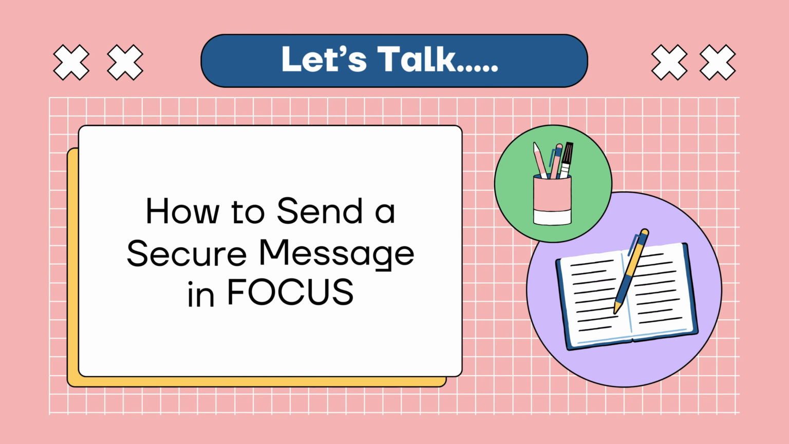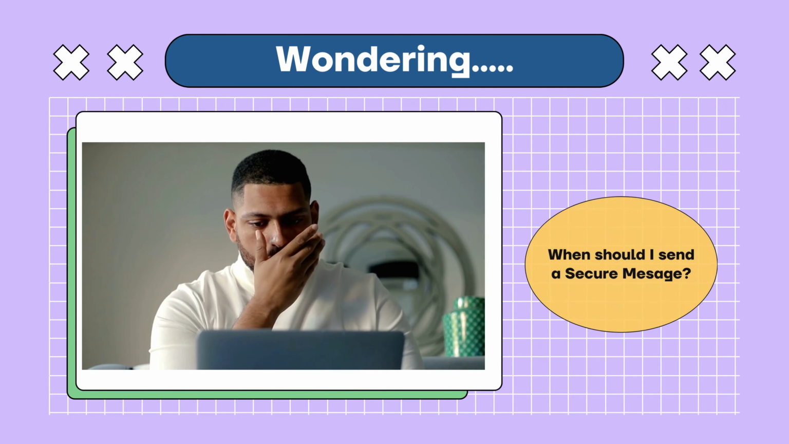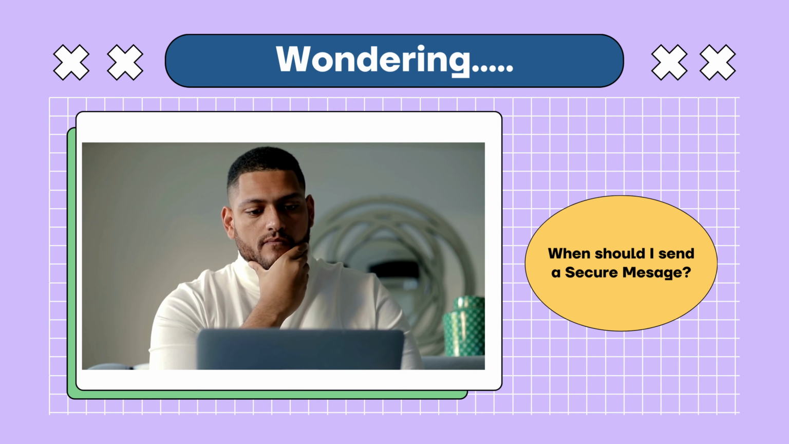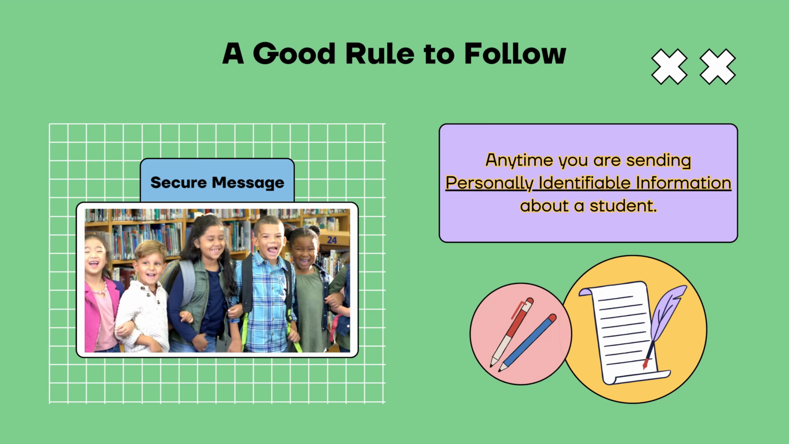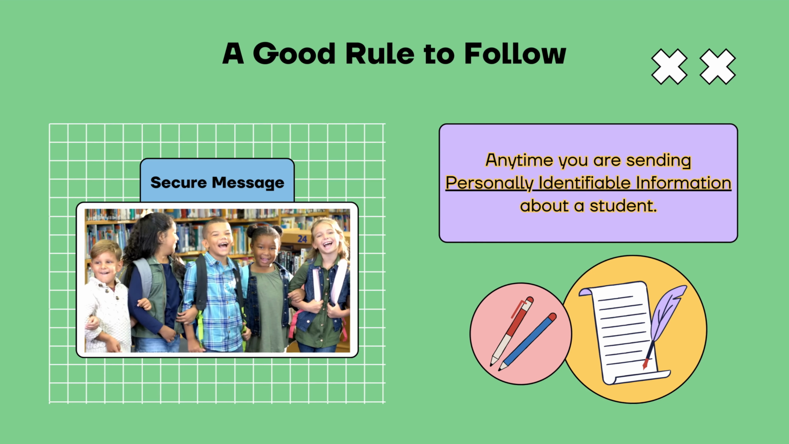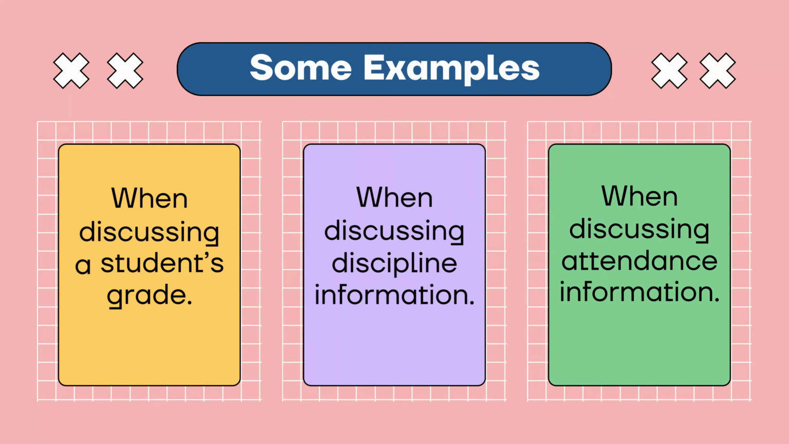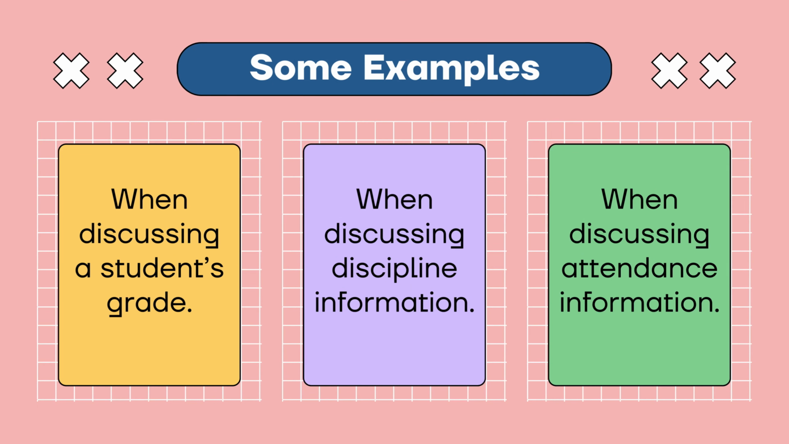Today, let's talk about how to send a secure message in Focus. You may be wondering, when is it appropriate to send a secure message? Well, a good rule to follow is that anytime you're sending personally identifiable information about a student, your message should be secure. Some examples of this would be discussing a student's grade, discipline, or their attendance information. But remember, these are not the only examples of appropriate use of the secure email feature.